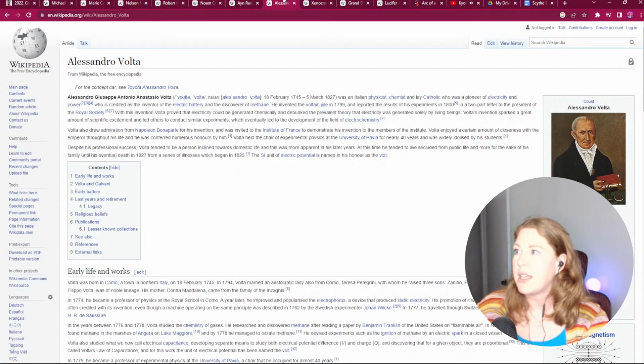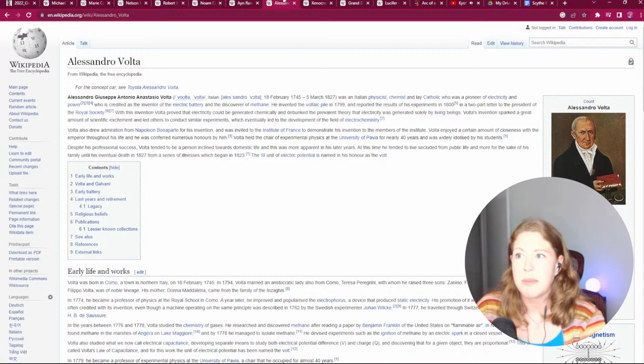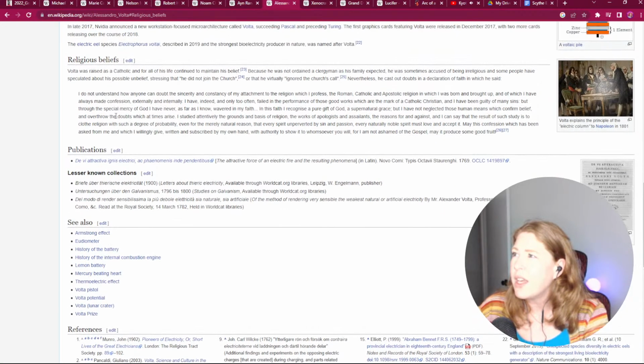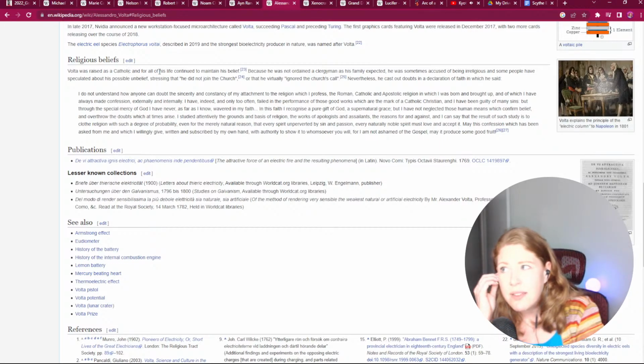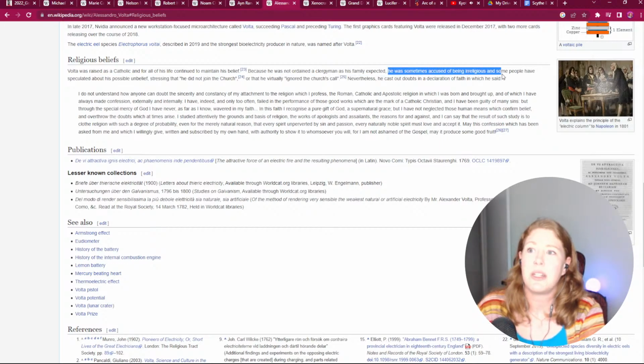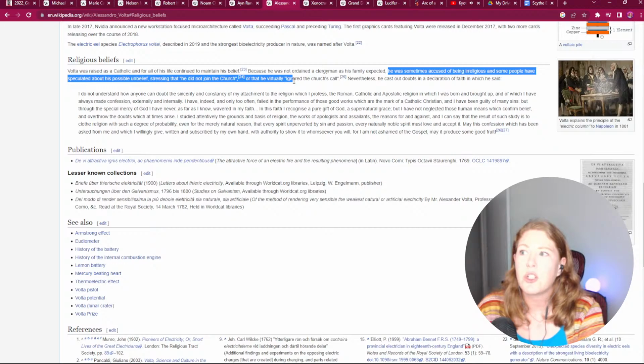A couple of interesting things about Alessandro Volta that I found out: not only was he an Italian physicist and chemist, he was also a lay Catholic. He was raised as a Catholic and for all of his life continued to maintain his belief. Because he was not ordained a clergyman as his family expected, he was sometimes accused of being irreligious. Some people have speculated about this possible unbelief, stressing that he did not join the church or that he virtually ignored the church's call.